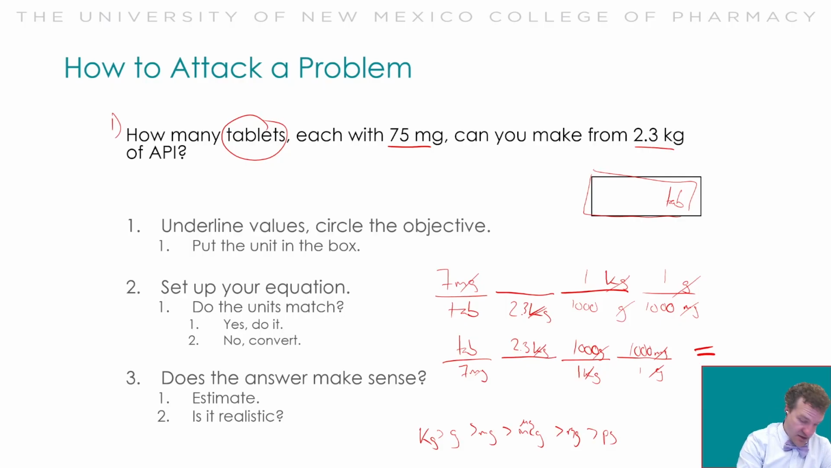So 2.3 divided by 7 times 1,000 times 1,000 equals, we can make 328,571.4286 tabs. Okay? And remember, we can't make a fraction of a tab, so our final answer is going to be 328,571 tabs. All right, so that's how I would set up an answer.